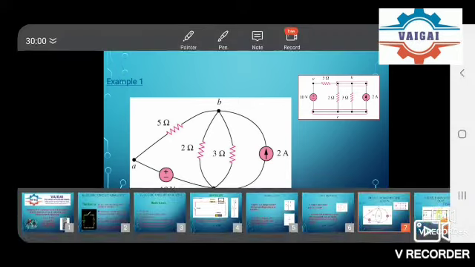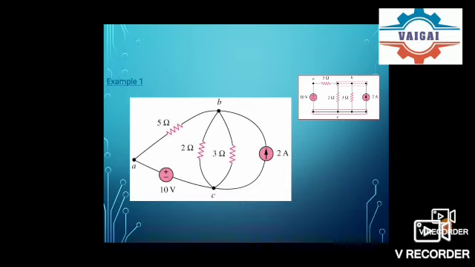According to the formula, B equal to L plus N minus 1. So how many nodes and loops are there? The number of nodes is 3: A, B, C. The number of loops is also 3. ABC is the first loop, BC is the second loop and BC with the 3 ohm and 2 ampere is the third loop. So B equal to L plus N minus 1, that is 3 plus 3 minus 1. So the number of branches is equal to 5 for this example.